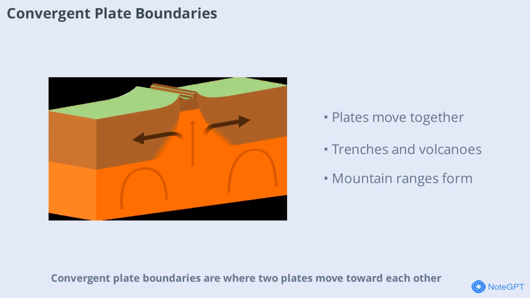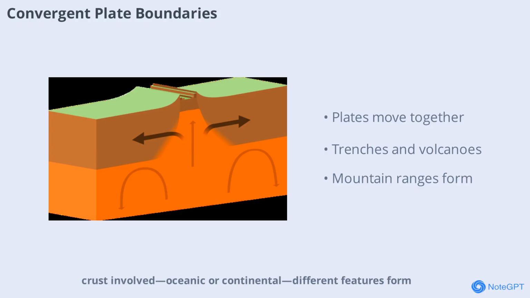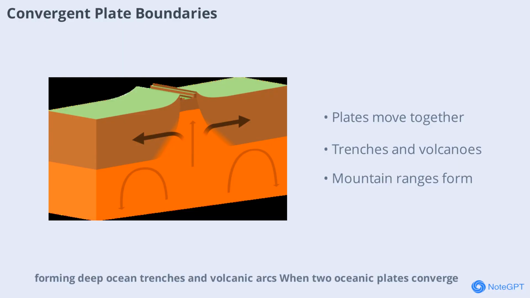Convergent plate boundaries are where two plates move toward each other. Depending on the types of crust involved, oceanic or continental, different features form. When oceanic crust meets continental crust, the denser oceanic plate subducts beneath the continental plate, forming deep ocean trenches and volcanic arcs. When two oceanic plates converge, both may subduct, creating trenches and volcanic island arcs. When two continental plates collide, they push up to form massive mountain ranges like the Himalayas. These boundaries are also sites of intense earthquakes and volcanic activity.